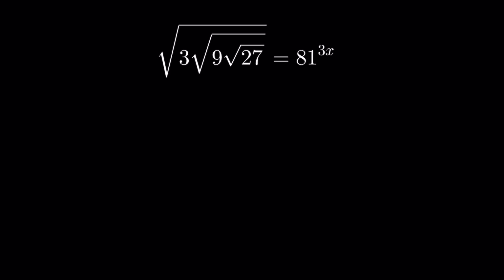The square root of 3 times the square root of 9 times the square root of 27, with nested square roots, is equal to 81 to the power 3x. This is called a nested radical. We have to find the value of x.